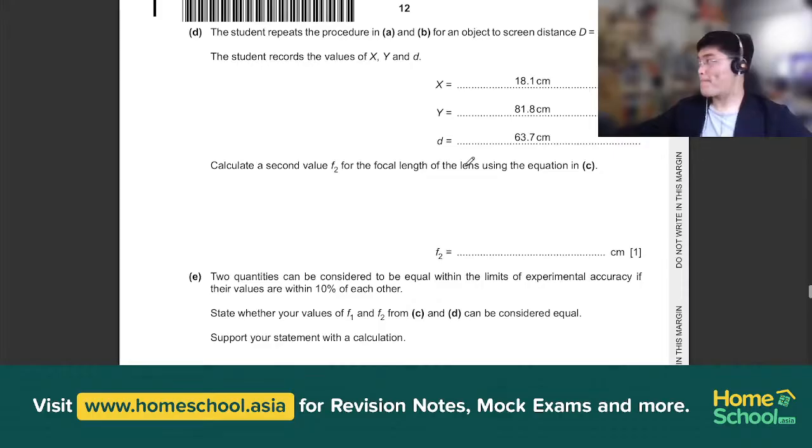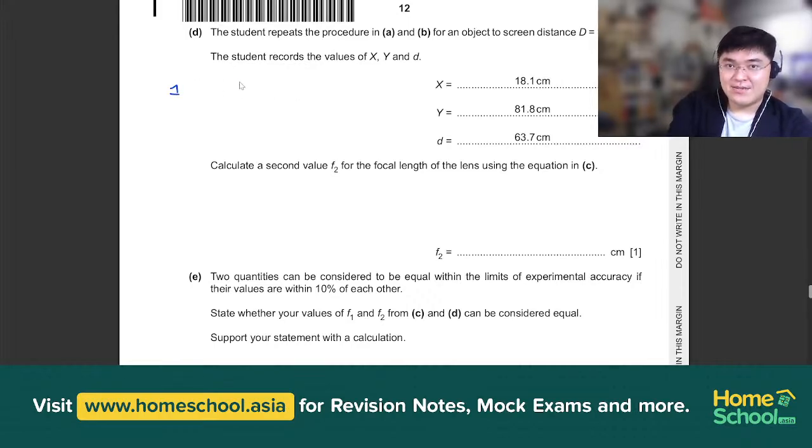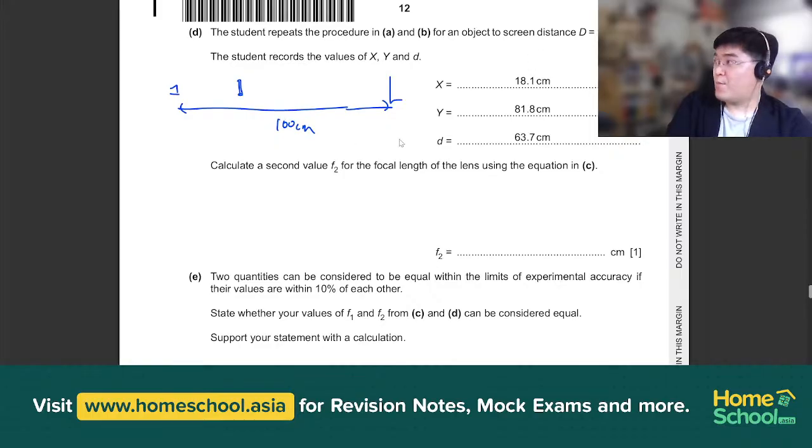Part D. So the student repeats this procedure in A and B for an object to screen distance of D equals 100. So basically, the light is here, the lens is somewhere down there, and the screen is now 100 centimeters away from the object. The student records the values of x, y, and d to be these.